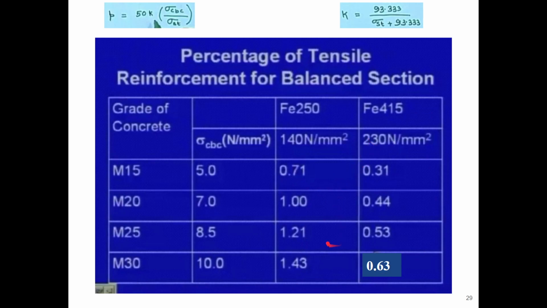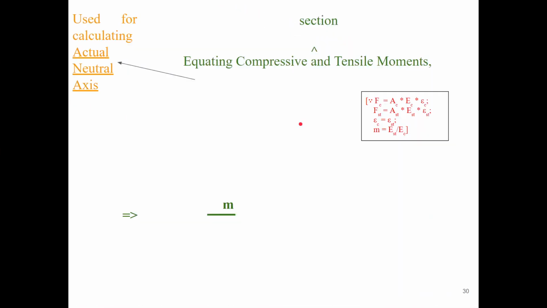If you can see here, the higher the grade of concrete, the higher will be the percentage of steel reinforcement. And the higher the grade of steel, the lower will be the percentage of tensile reinforcement, because of its high strength capability. So that is an important observation, as you can see from the table.